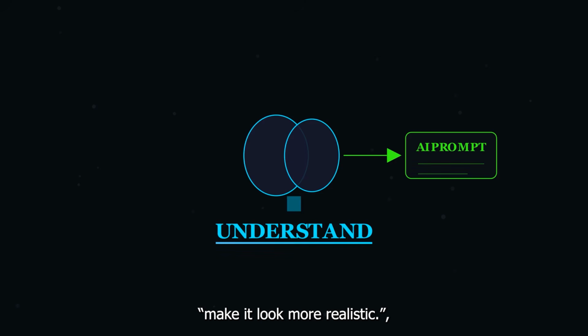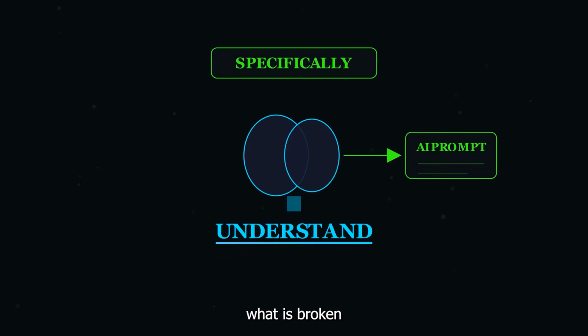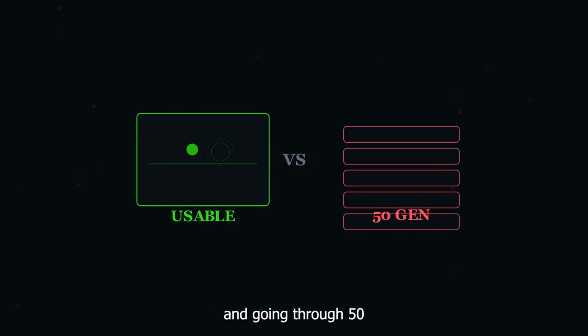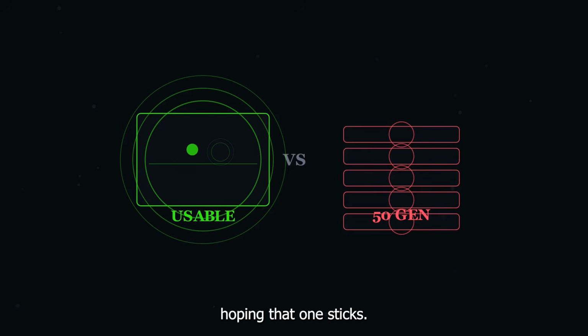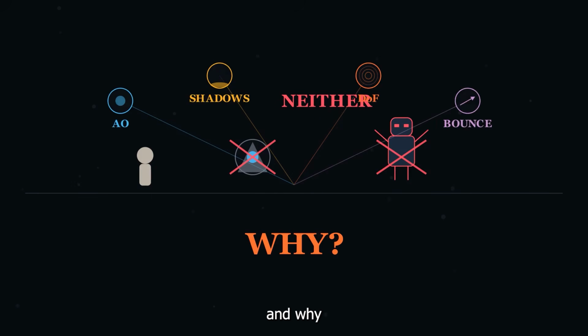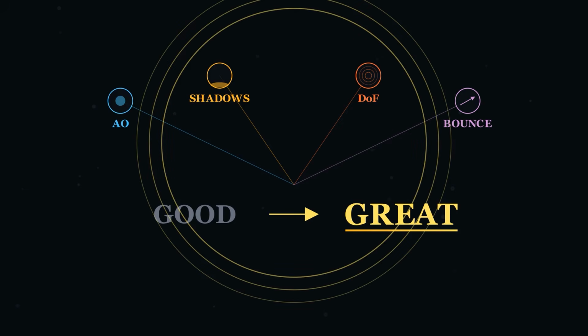Instead of just typing "make it look more realistic," you can say specifically what is broken and what needs to change. And that specificity is the difference between getting something usable and going through 50 generations hoping that one sticks. So today, I want to walk you through the exact things that neither AI nor beginner Blender artists get right, and why understanding each one is what actually separates good work from great work.